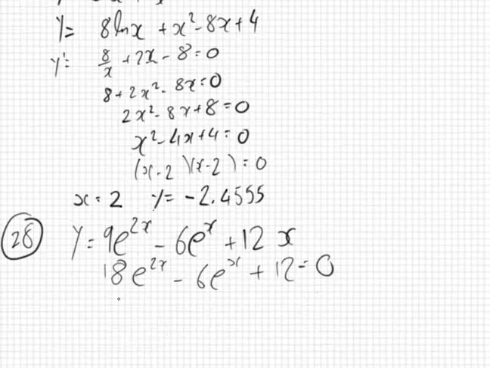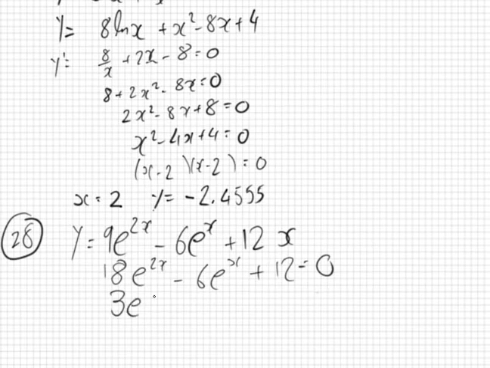Dividing by 3. Yeah, dividing by 3. No, dividing by 6. 3e to the 2x minus e to the x plus 2 equals 0. Now if you look at this, this is actually a quadratic. Can I borrow the calculator, please, Eamon? So mode 53. You did it already.